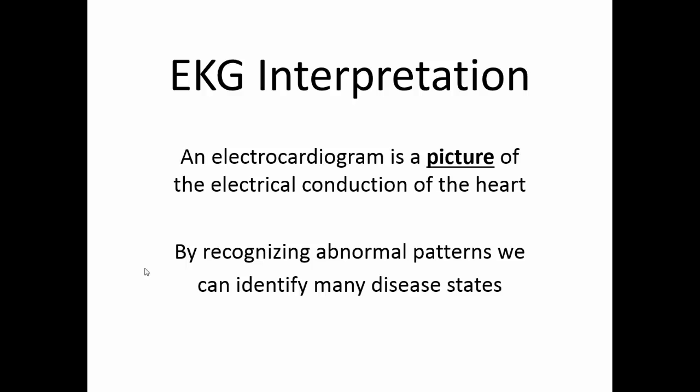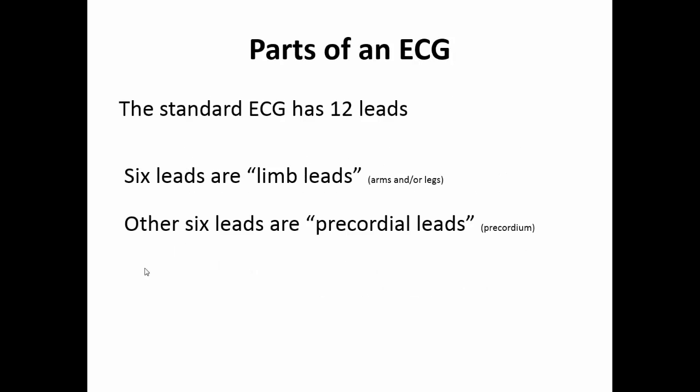When we talk about an EKG, it's actually a picture of the electrical conduction of the heart. By looking at an EKG and recognizing abnormal patterns, we can identify many different disease states. The standard EKG has 12 leads. 6 of the leads are limb leads, and the other 6 are precordial leads.